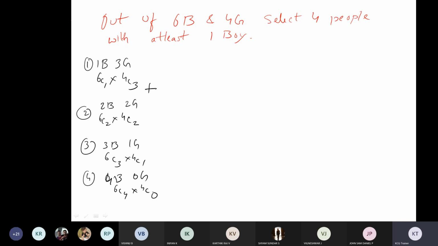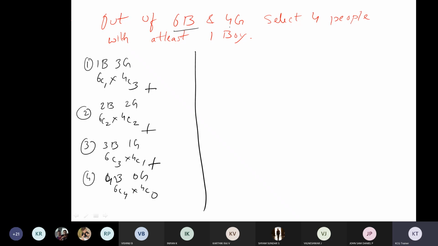And all the answers will be added, because whenever a question has multiple cases, all the answers will be added up. So this takes more time to solve if you do this problem in the normal process. Now we have a shortcut also. How to do the shortcut?